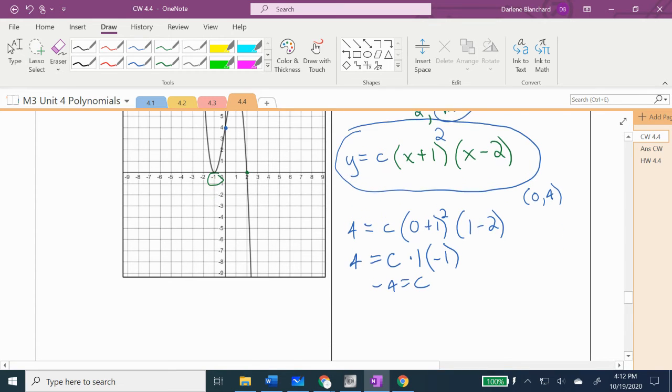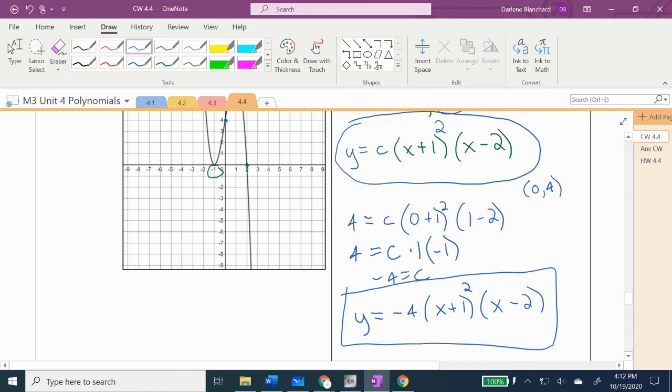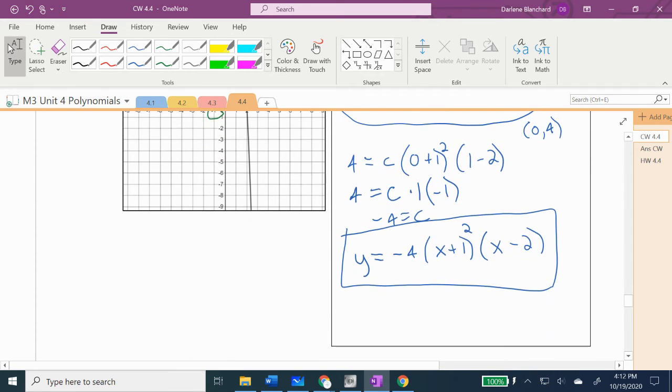And now I'm ready to write the polynomial. It is the leading coefficient times, and then just start putting in the factors with the exponents based on the multiplicity of those zeros. And that at least gets you to the factored form. This says write an equation for the polynomial in factored form. This is factored form, therefore you are done.